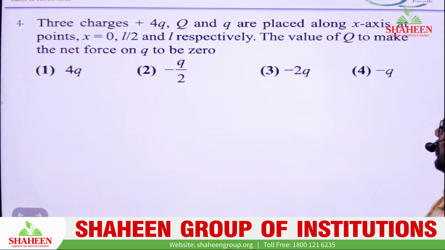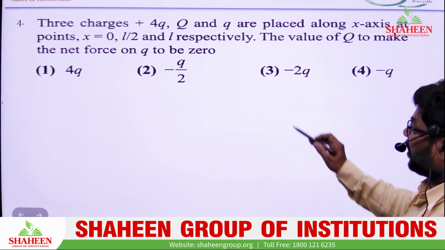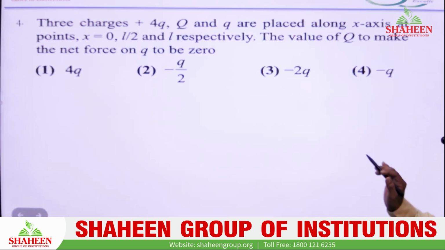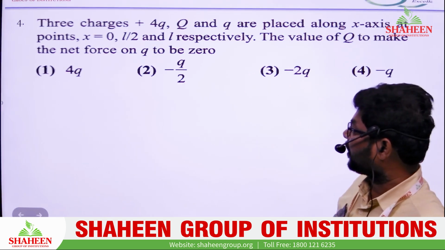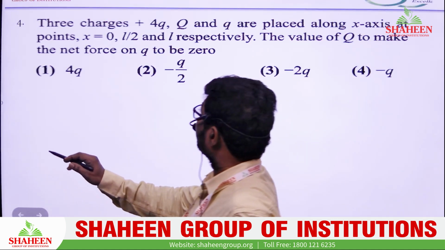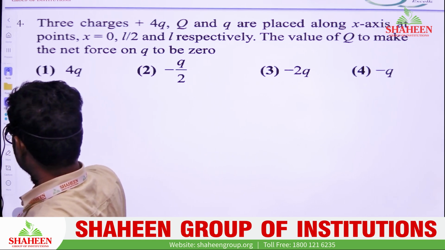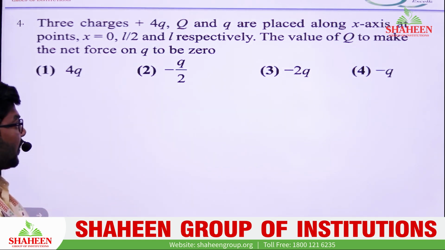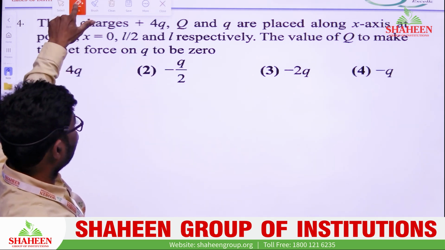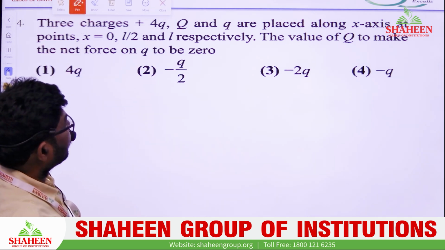Three charges plus 4q, Q and q are placed along the x-axis at points x equal to 0, L by 2 and L respectively. What should be the value of Q to make the net force on q zero? Net force on q we have to make it 0. So when net force on q is equal to 0, what is the Q value?